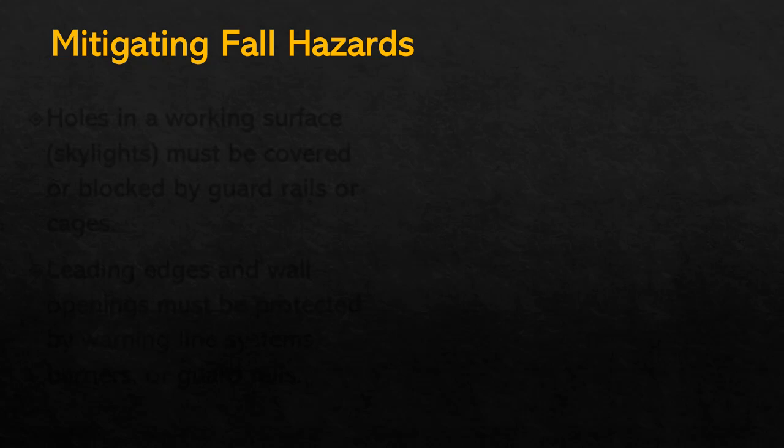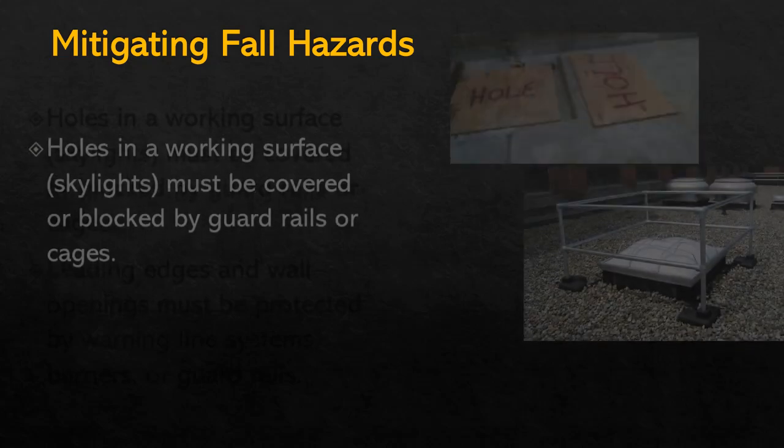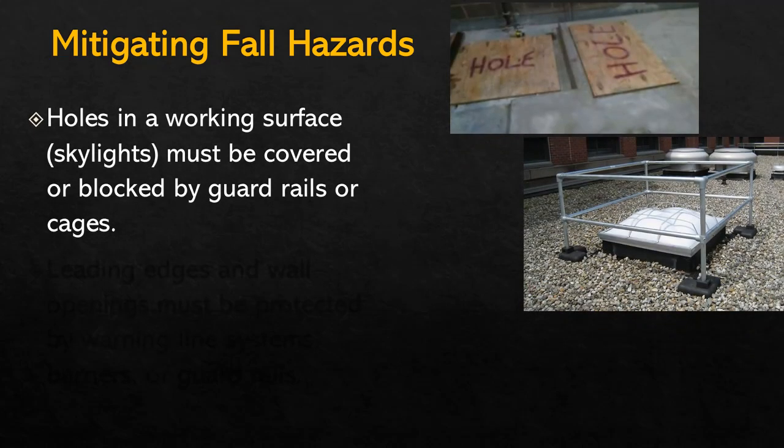We might not be able to completely remove all fall hazards from a workplace. When we can't remove a fall hazard, we mitigate it. Some examples of mitigating fall hazards include the following. If you have to have a hole in a working surface, such as a skylight or a hole that's needed for operational purposes, it must be covered or blocked by guardrails or cages during the time that it remains a hazard to workers.